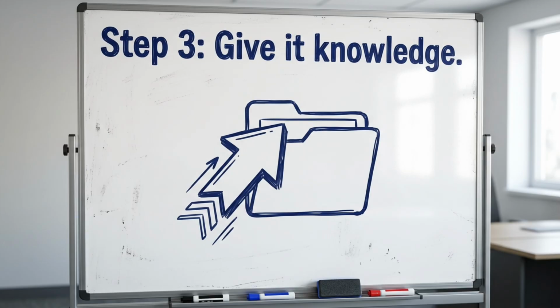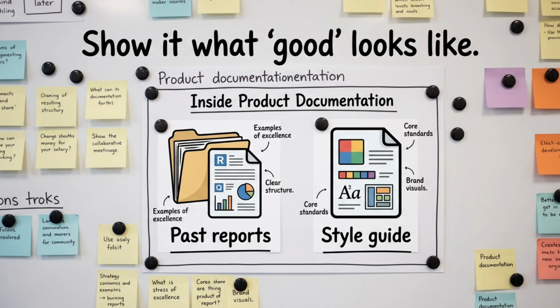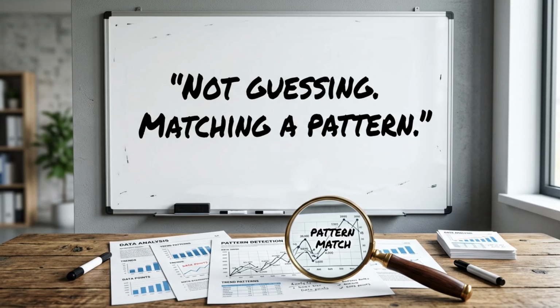Step 3. Give it knowledge. Both platforms let you upload files directly into the agent's memory. Upload a few past reports, a style guide, anything that shows it what good looks like for you specifically. Now it's not guessing, it's matching a pattern you've already shown it. The more real examples you give it, the less it has to invent on its own. And inventing is exactly where AI tends to go wrong.